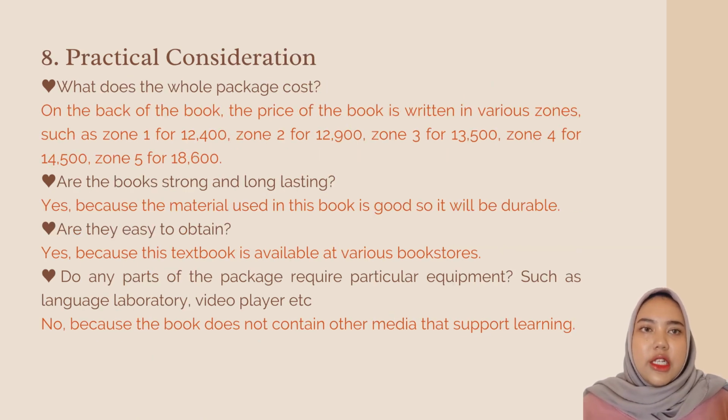Eighth, practical consideration. What does the whole package cost? On the back of the book, the price of the book is written in various zones, such as Zone 1 for 12,400, Zone 2 for 12,900, Zone 3 for 13,500, Zone 4 for 14,500, Zone 5 for 18,600.